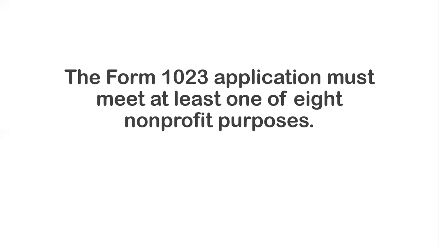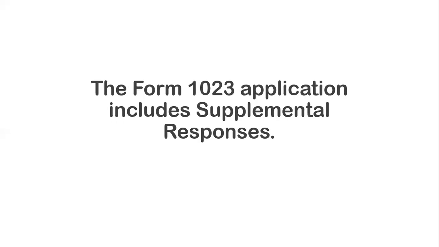So again, the 3 top purposes are charitable, religious, educational. And you can go to irs.gov to see or read the remaining 5 purposes. The Form 1023 application includes supplemental responses. So remember, the Form 1023-EZ only required you to attest that you have completed the required documents and that they would be readily available if the IRS requested them for review.